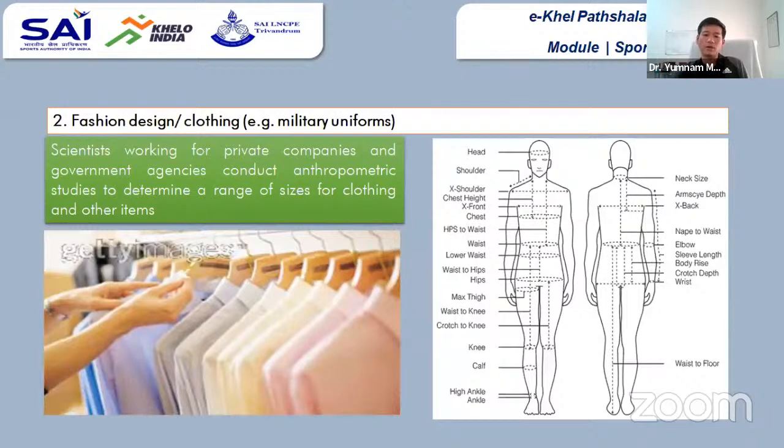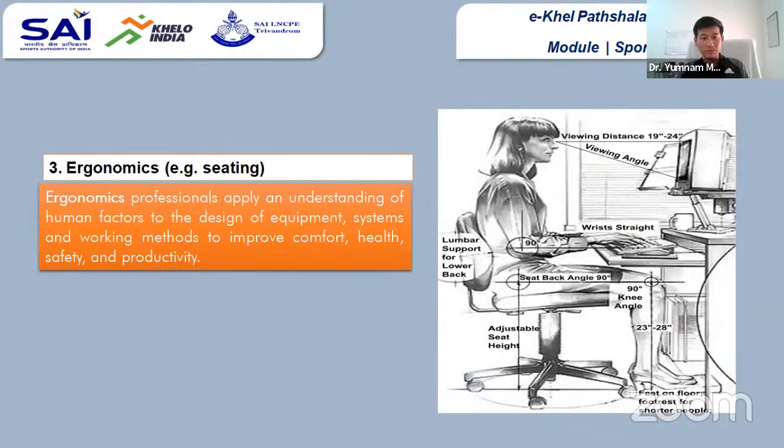They use that measurement for that. So fashion designing is also one of the currently applied anthropometry. Ergonomics: the definition is that ergonomics professionals apply an understanding of human factors to the design of equipment, designing systems and working methods to improve comfort, health, safety, and productivity.